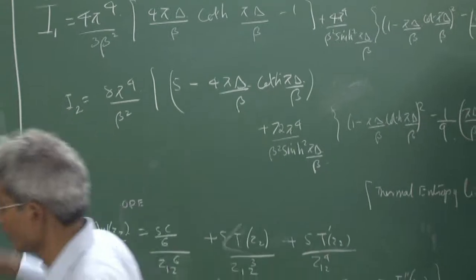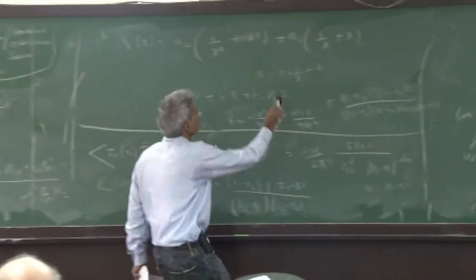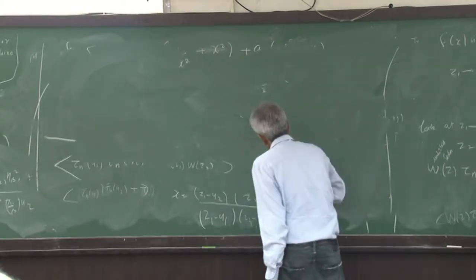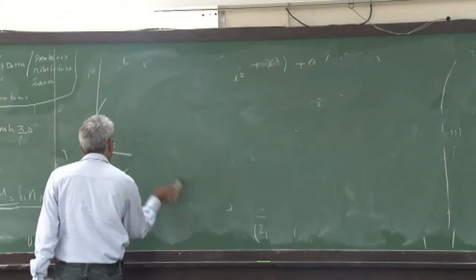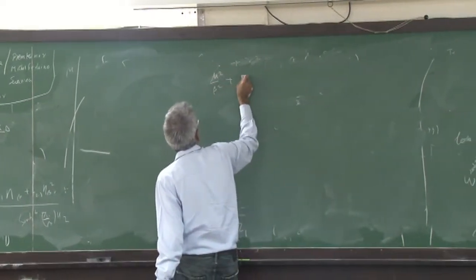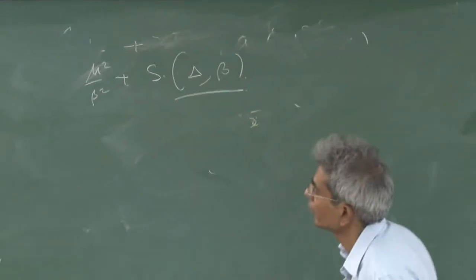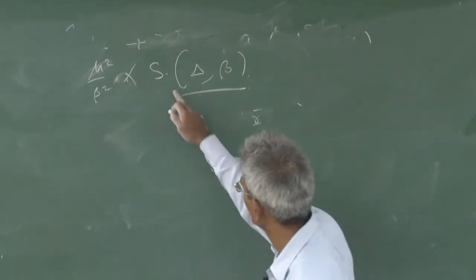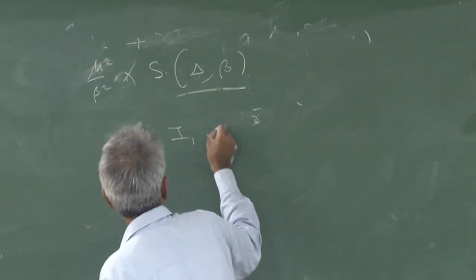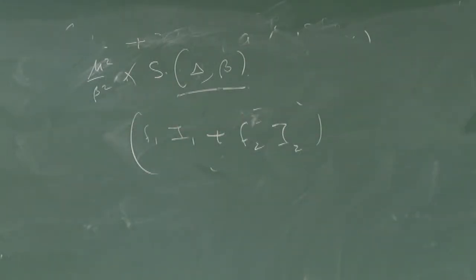So, as I said, the mu squared correction is mu squared by beta squared, let me write it so that I don't have to refer to that. So the correction is mu squared by beta squared times some function of delta and beta, and this has f1 times I1 plus f2 times I2. This is the answer, and I1 and I2 are these answers.